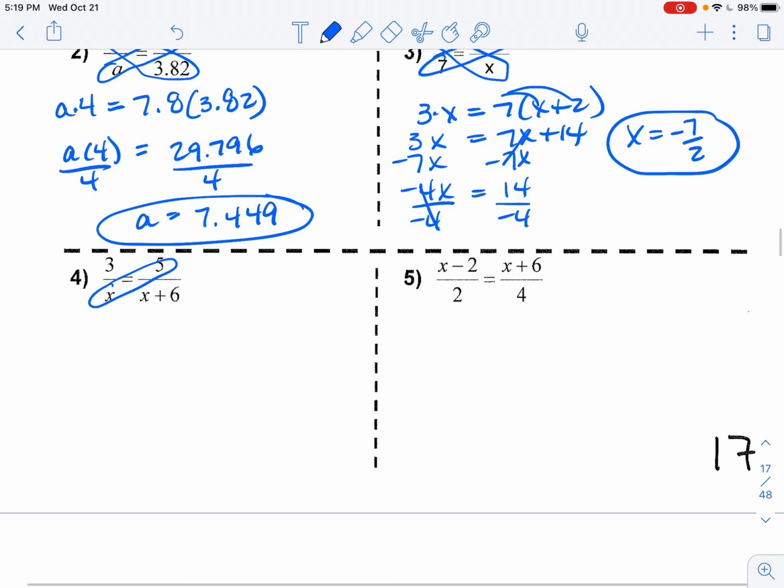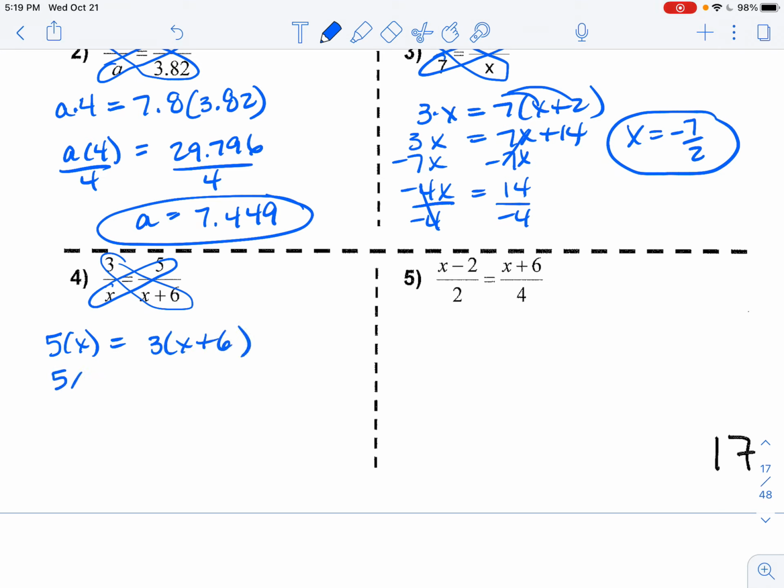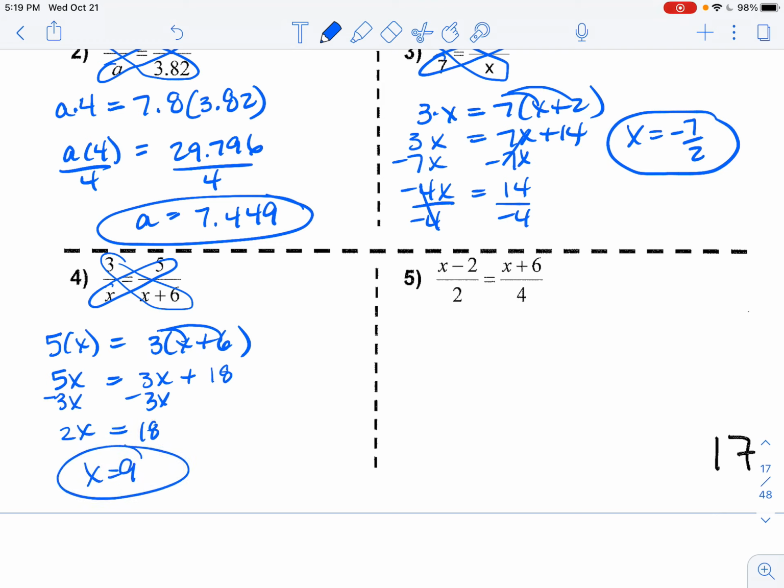In problem number 4, let's cross multiply. 5 times x is equal to 3 times x plus 6. 5x is equal to 3x plus 18. Subtract 3x on both sides, and x is equal to 9.